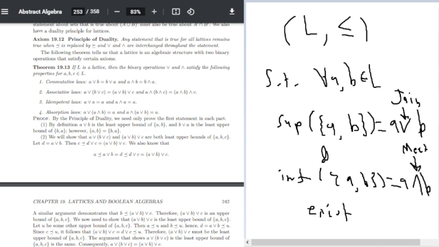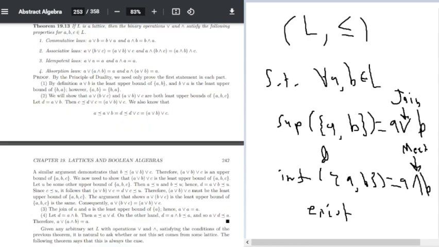2. We will show that a join (b join c) and (a join b) join c are both least upper bounds of a, b, c. Let d be a join b. Then c is less than or equal to d join c, which is equal to (a join b) join c. We also have that a is less than or equal to a join b, which is equal to d, which is less than or equal to d join c, which is equal to (a join b) join c. A similar argument demonstrates that b is less than or equal to (a join b) join c.